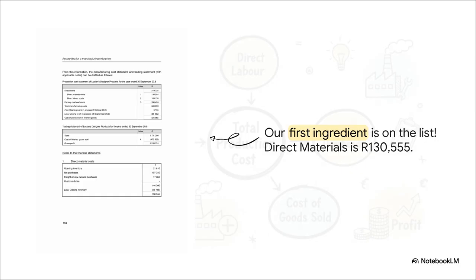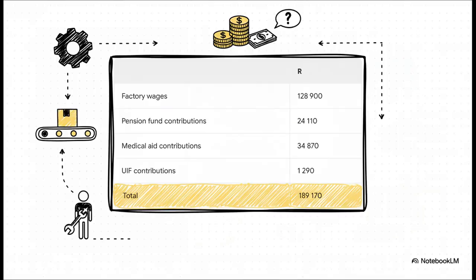So, now we take that number we just calculated and we plug it right into our main statement. See it there? Right at the top. Direct material costs. Okay, 1 ingredient down, 2 more to go. Let's keep this moving. Next ingredient, direct labor.